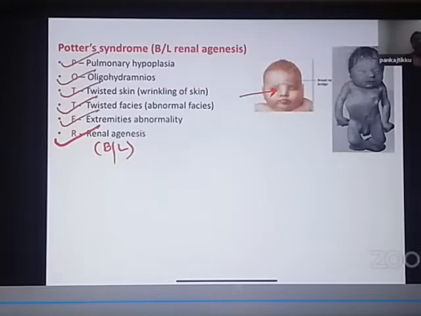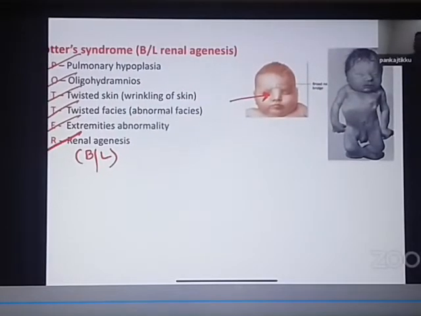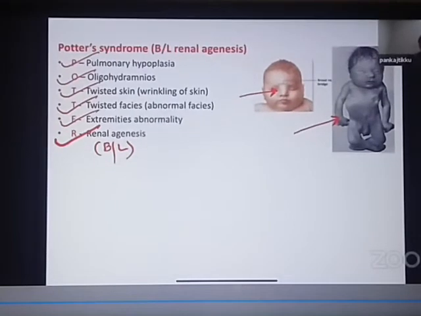E stands for defects in the extremities. You can see the defects in the extremities. And then all of this is occurring because of bilateral renal agenesis. So Potter syndrome is associated with bilateral renal agenesis.